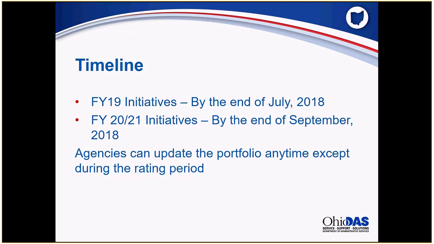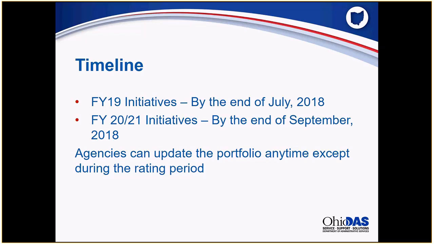The timeline is to enter your fiscal year 19 initiatives by the end of July. If you will update your portfolio with all your fiscal year 19 initiatives, if it doesn't exist, add new. If it already exists, check the status where it should be and check the end dates and update the budget information, all that. Fiscal year 2021 initiatives, we ask by the end of September. If you have it, that would be super.